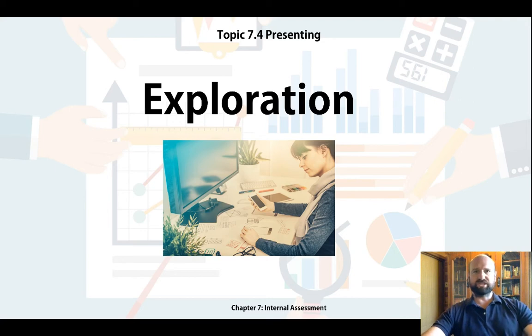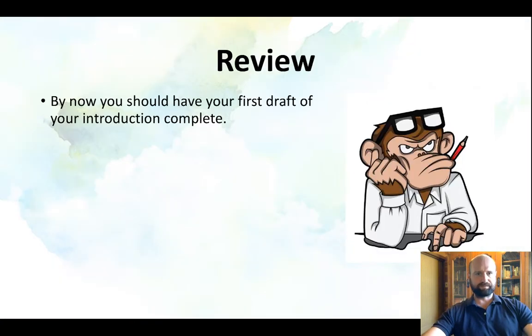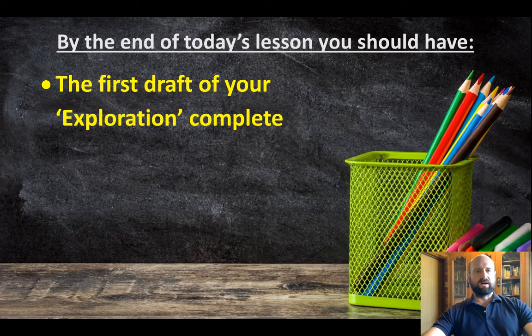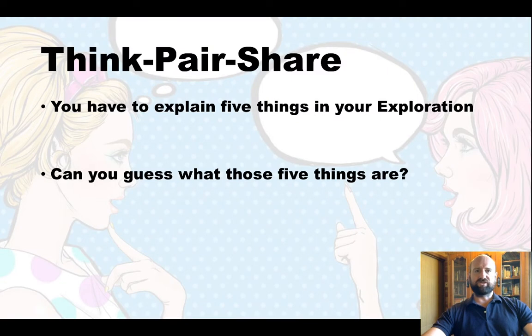So students have done their introduction, and now they're doing their exploration. And so this is what they should have by the end. Now, I'd like to get students just to predict. They're going to have to explain 5 things in their exploration. Can they figure out what those 5 things are? And just give them a minute or two just to see if they can predict.